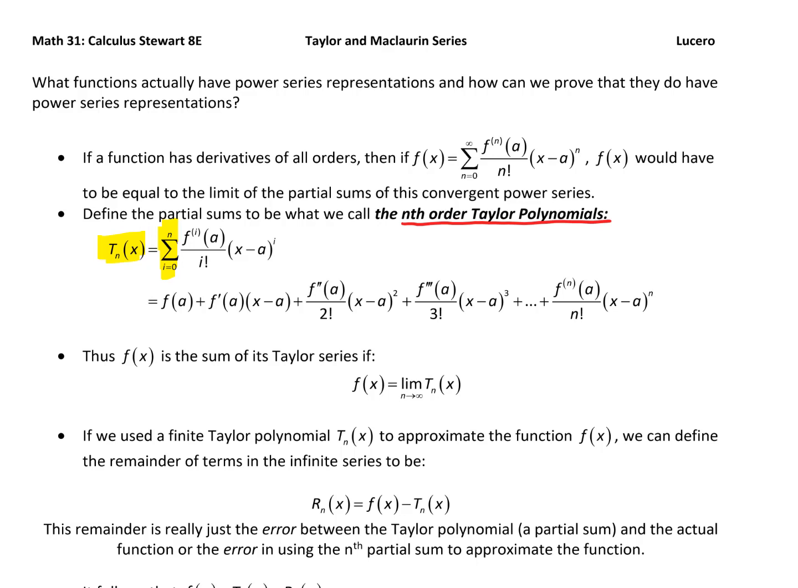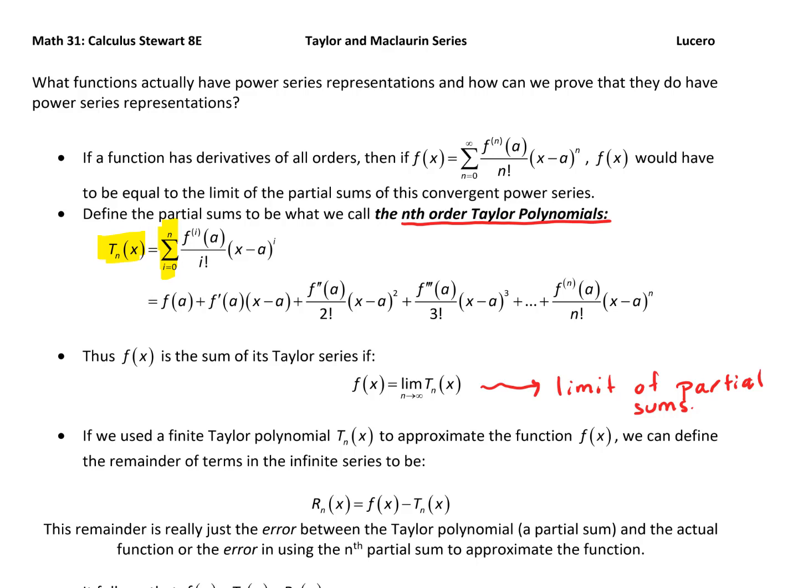If the function itself is the sum of these Taylor series, then the function is equal to the limit of these partial sums. Going back to the definition of what it means to be a convergent series, if this power series converges to this actual function, then it must be equal to the limit of its partial sums. And if we used a finite Taylor polynomial to approximate the function, then we would have some remainder. So the function minus its Taylor polynomial would be equal to some remainder.